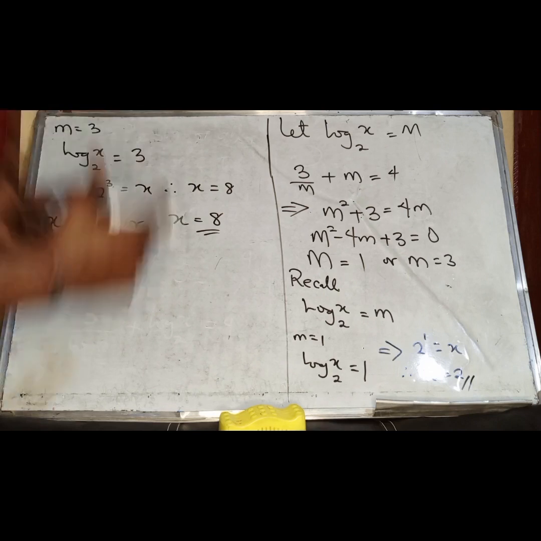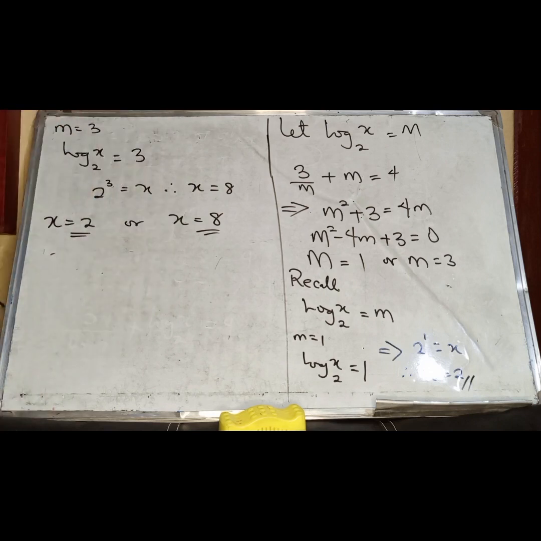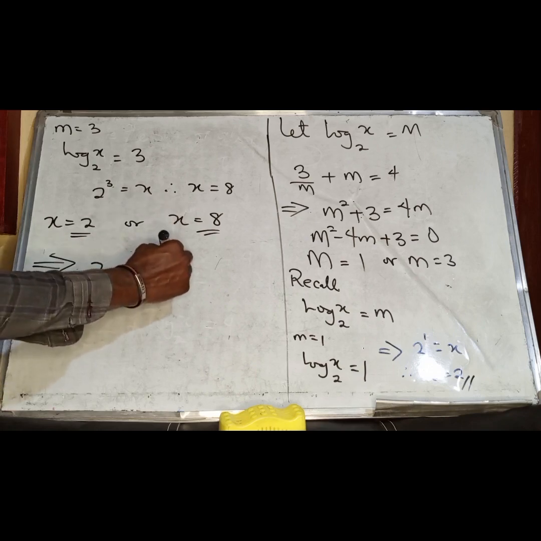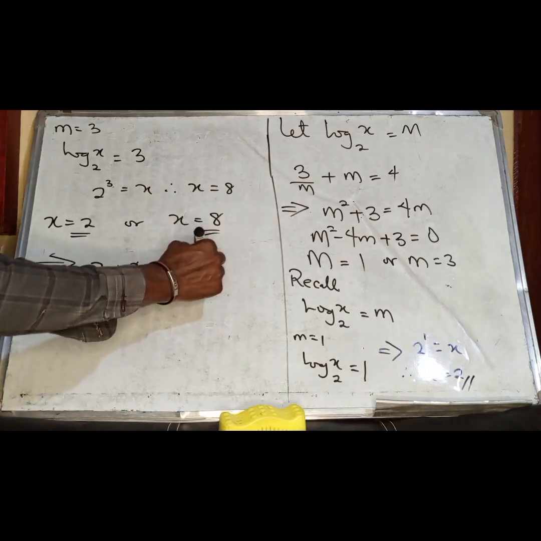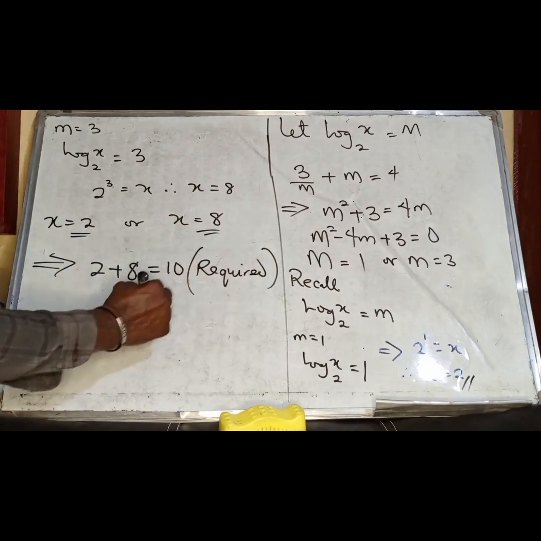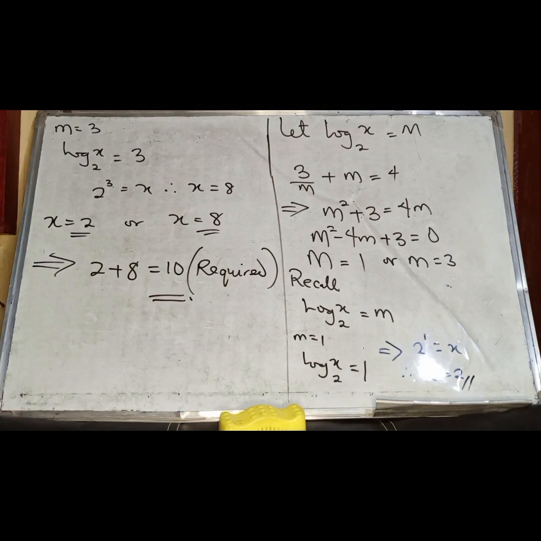Now, the question asks for the sum of all the real values of x which satisfy this equation. So in other words, I'm going to add them together. This implies that 2 plus 8 is equal to 10. So guys, I can tell you that this is what is required of us. My final answer to this question, for the sum of the real values which satisfy the given equation, is 10.